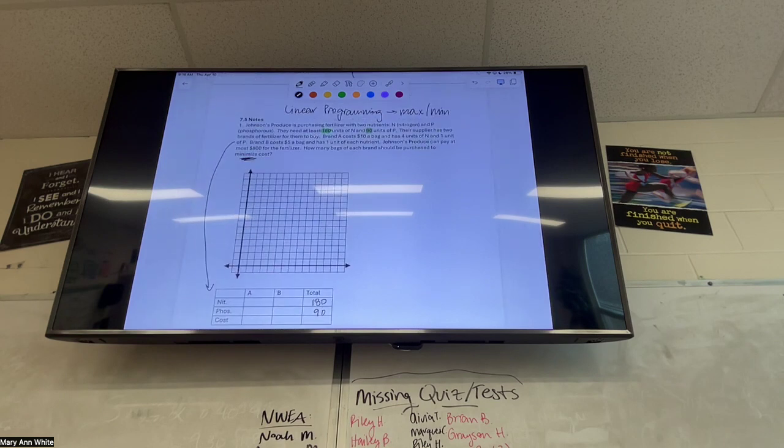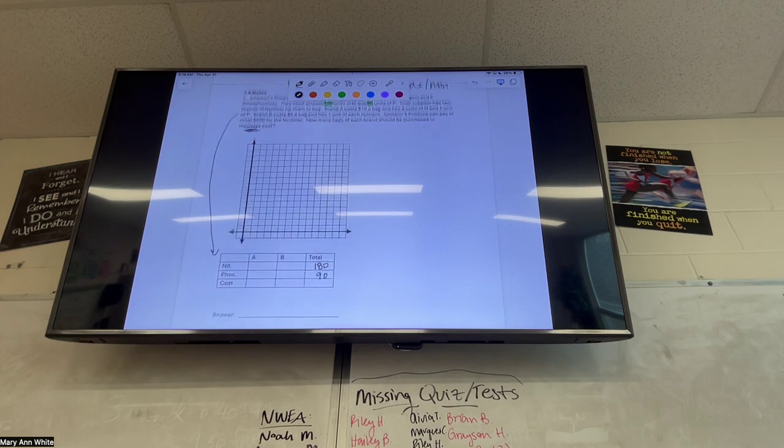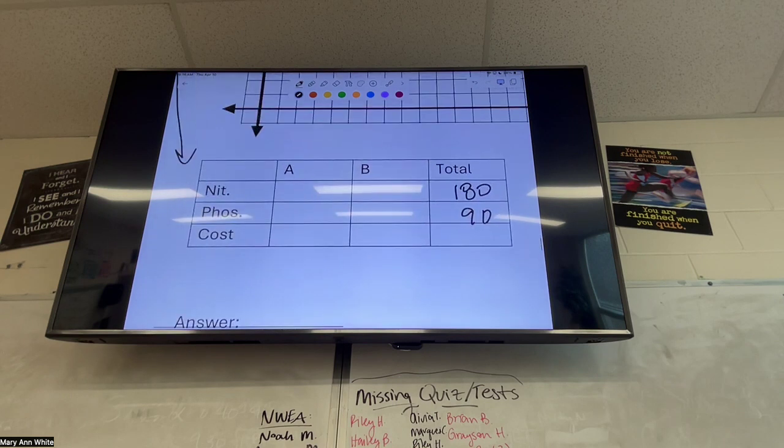Then it says brand A costs $10 a bag and has 4 units of nitrogen and 1 unit of phosphorus. Where do I put that? Good, and cost. So cost under column A is going to be 10. And how much nitrogen did they say was going to be in brand A? Good. And then what about phosphorus? 1, good. So I'm filling in column A based on brand A. 4 units of nitrogen, 1 unit of phosphorus, cost is $10.